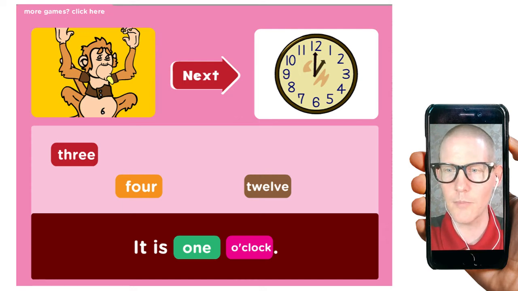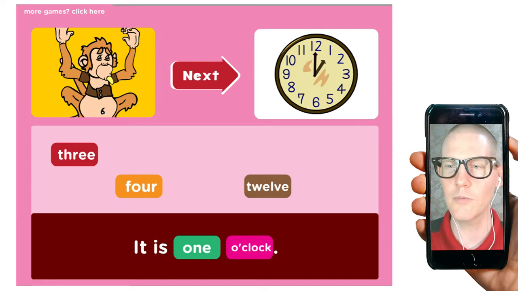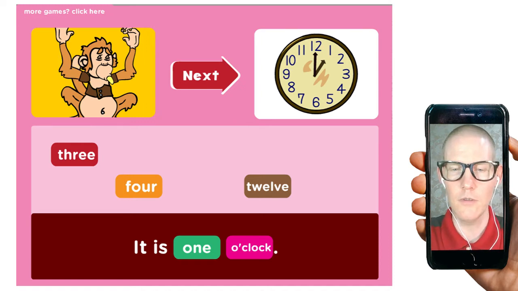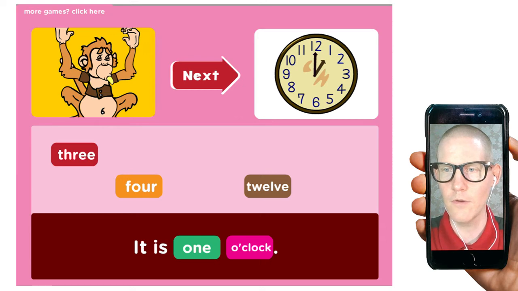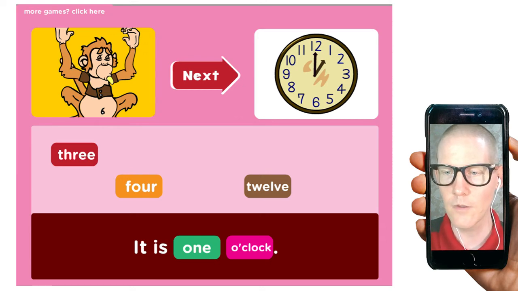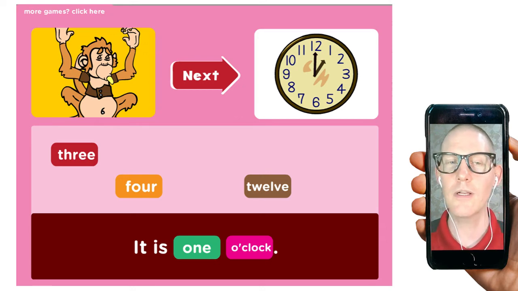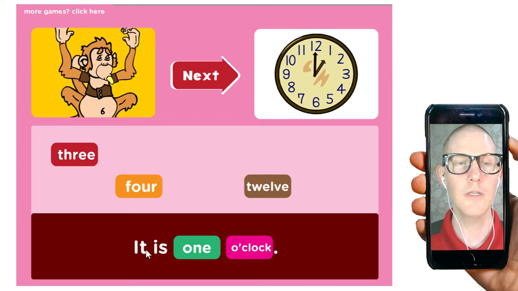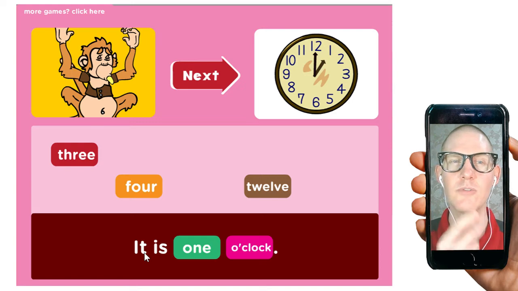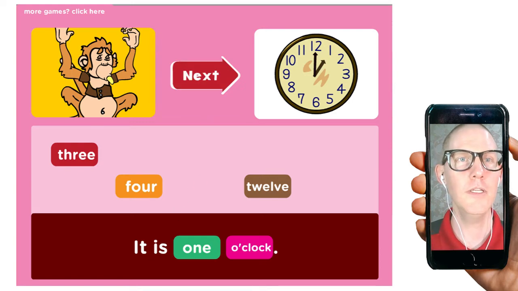Oh, there's my apostrophe. Oh, I gotta change the language on my keyboard. 1 second. Go. O'clock. Alright. So I would say it's 1 o'clock. I probably wouldn't say it is 1 o'clock. It's possible. But it is wordy. It sounds too long.